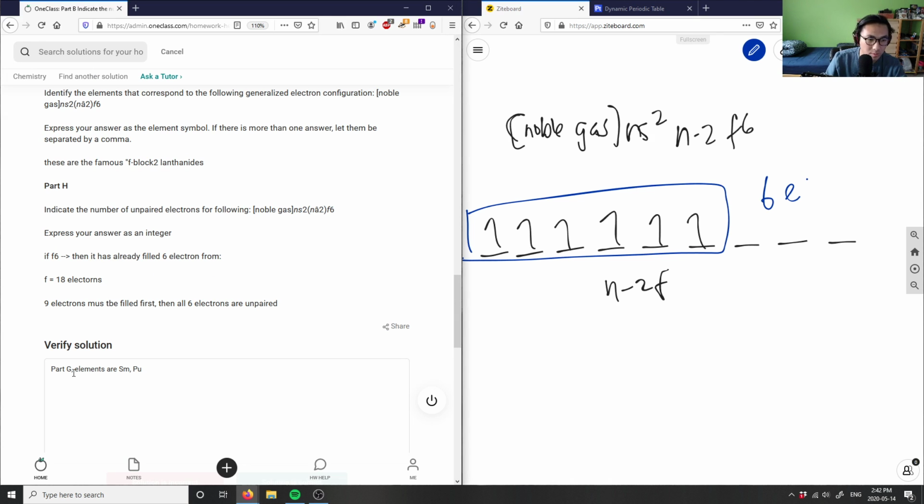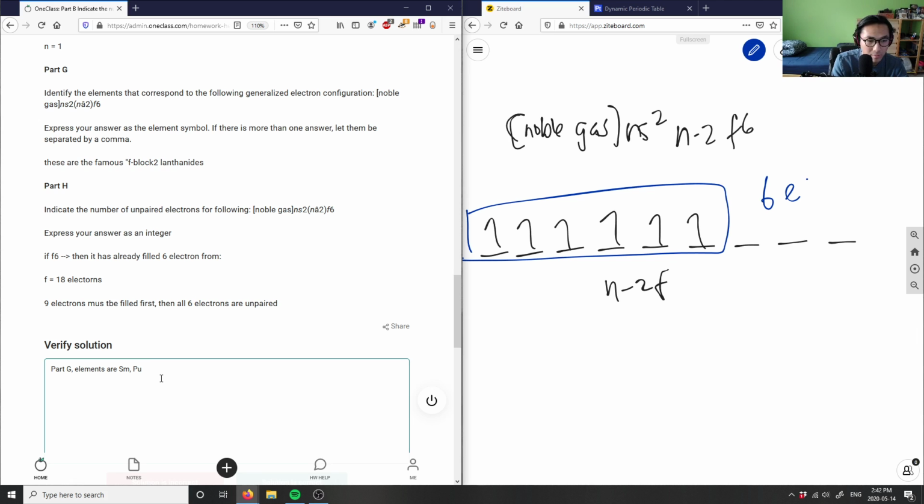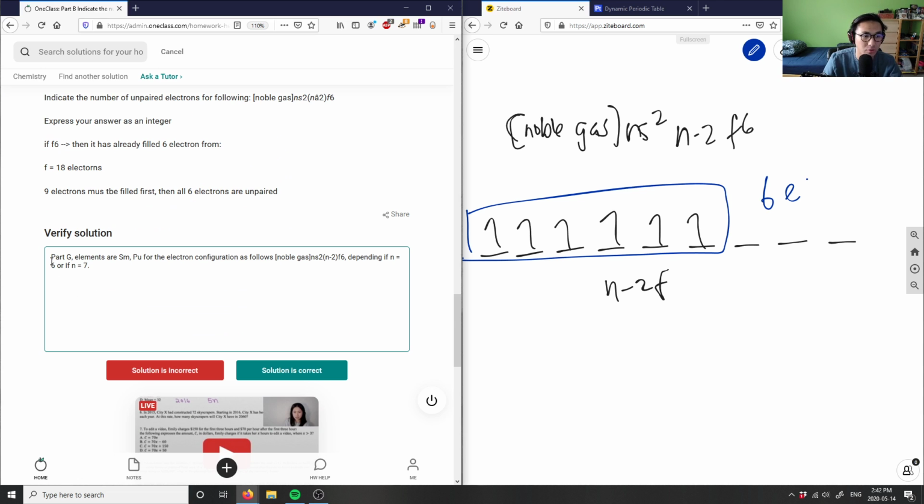6 electrons are unpaired. So for part G, the elements are Sm and Pu, for the electron configuration as follows: noble gas, (n-2)f6. The solution depends on whether n equals 6 or n equals 7. The solution is correct for the most part, but I'm just going to correct that one part. So the solution is mostly correct, with one correction.